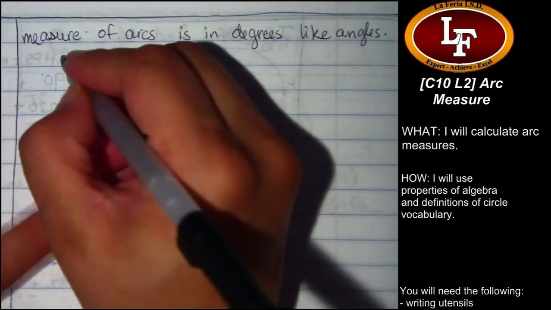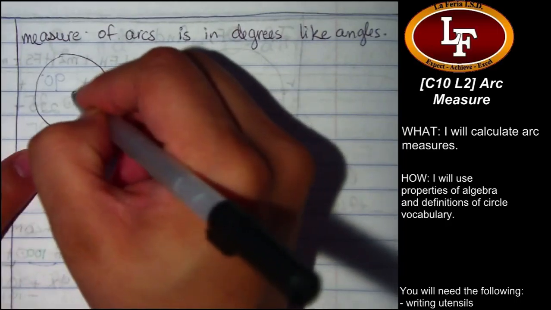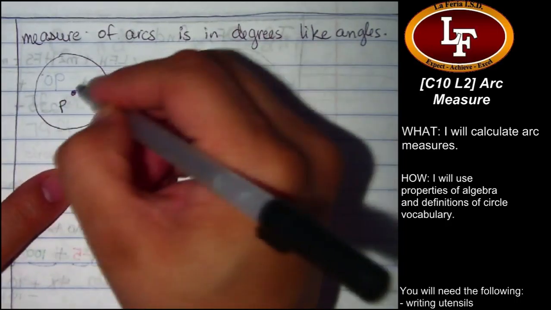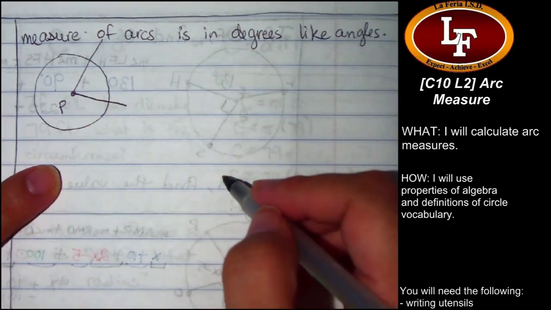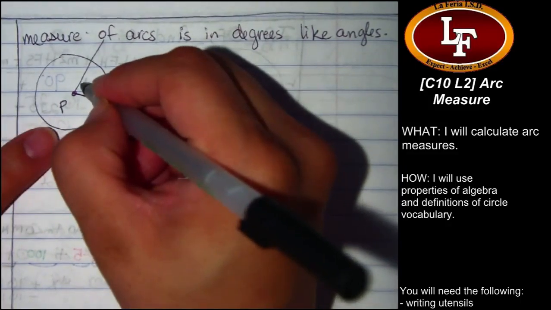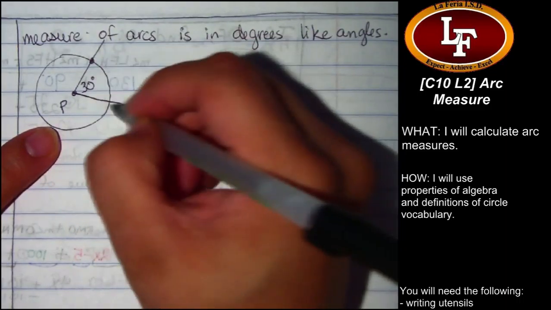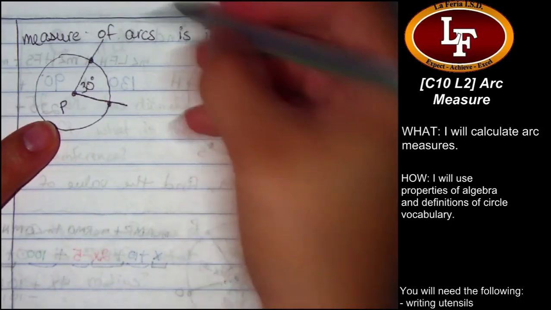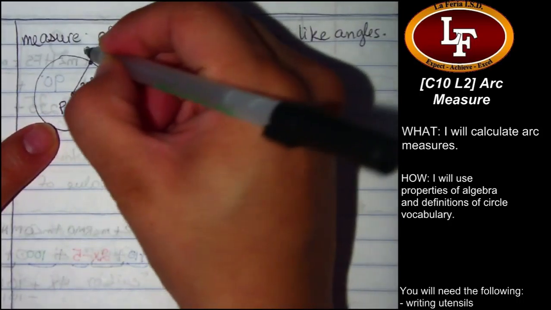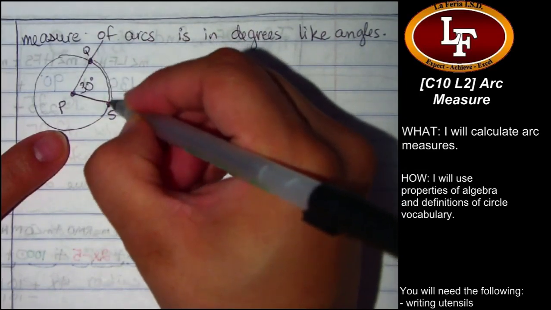So let's do this real quick. I'm going to freehand a circle here. I'm going to have its center at P, and it's going to have some sort of central angle coming out of it. The measure of this central angle is going to be 30 degrees. And where that central angle crosses the circle itself, go ahead and name those points, that way we can talk about this arc.